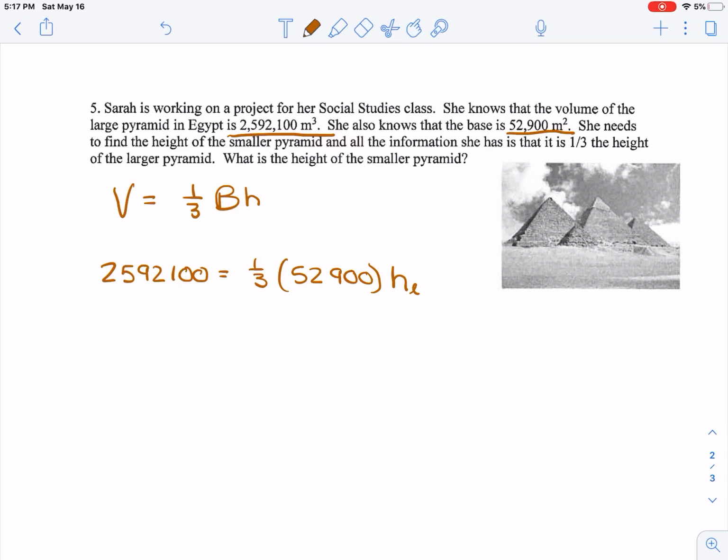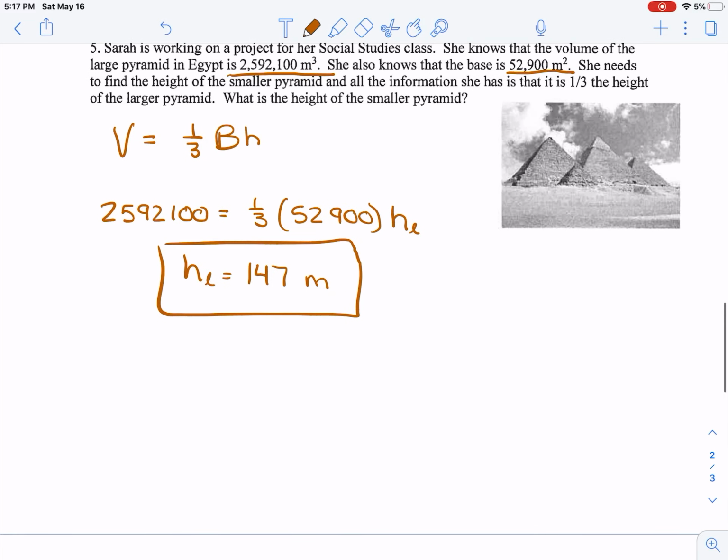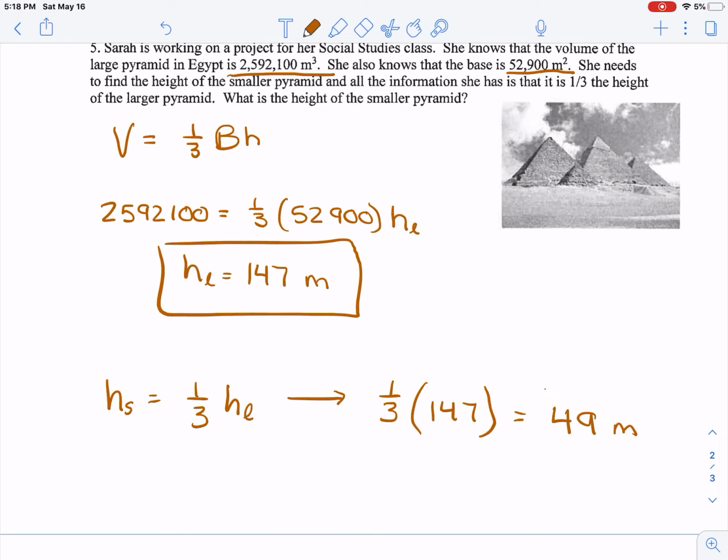Okay? So if we go ahead and solve for that height, we should get 147 meters. Remember, it's just height, so it's just meters here. So that's the height of our larger pyramid. The height of our smaller pyramid, so I'm going to use a subscript of S, is 1/3 the height of our larger pyramid. So I'm going to go ahead and plug that in. What's 1/3 of our large pyramid height, which we just found is 147. And 147 divided by 3 is exactly 49 meters.